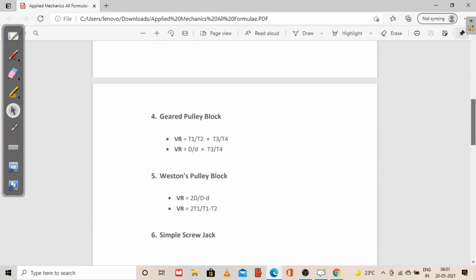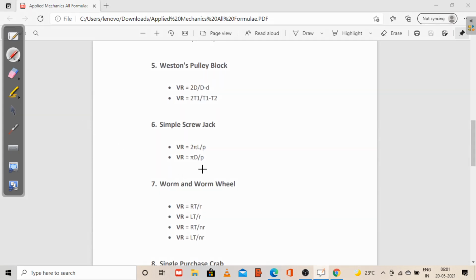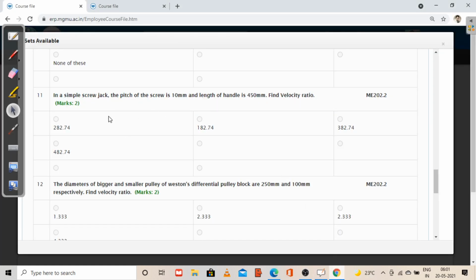Now if you see the simple screw jack here, there are two formulas. Now velocity ratio for handle, simply you should remember handle का length होता है और effort wheel का diameter होता है. So we have two formulas. You have to pick the right formula. That is the first formula, 2 pi L upon small p. Okay, now I will write here velocity ratio, that is 2 pi L upon small p.